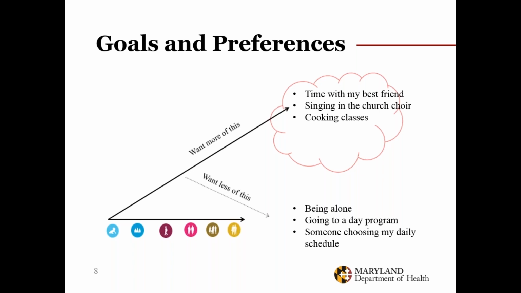In this case, a person's indicated that they really want to spend more time with their best friend, they want to spend more time singing in their church choir, and they want to take some cooking classes. They want less time being alone. They don't want to go to a day program, and they definitely are not wanting someone to choose their daily schedule.